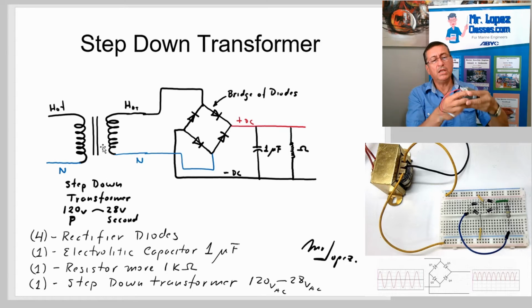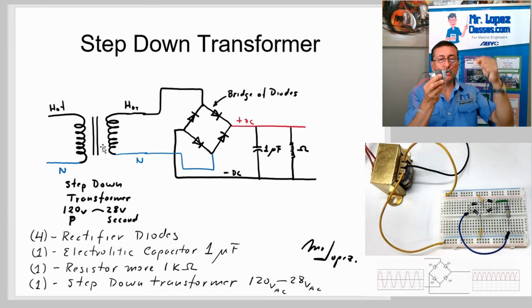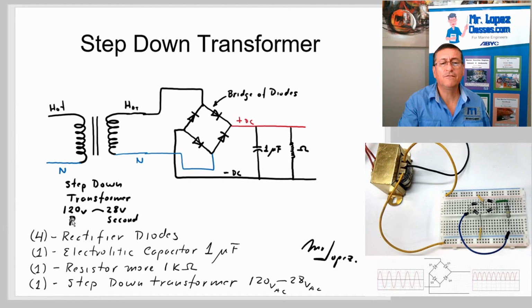The input is 120 and the output is 20 volts AC, because it's a step-down transformer. I have 120 volts at the input and 20 volts in the secondary of this transformer. And I am going to create that bridge of diodes. I am going to connect the rectifier diodes in this way, in this position.